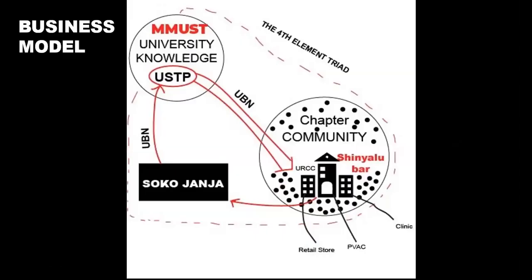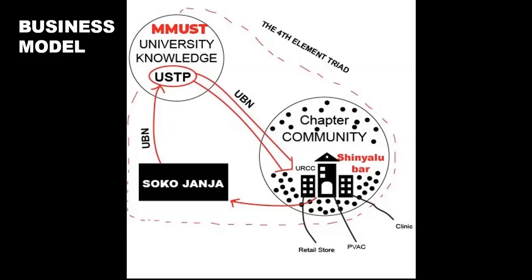Community members are in charge of the chapter. At the center of it, we have the URCC. And the URCC comprises the clinic, the retail store, and the product value addition center. And that is what you can see in front of you there. If you follow the arrows, you can see the different things that I'm talking about.